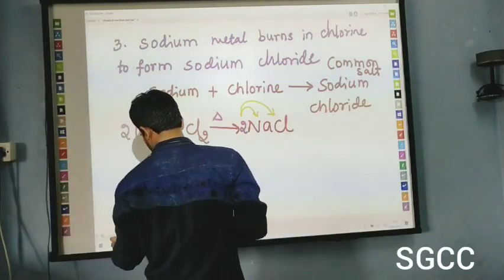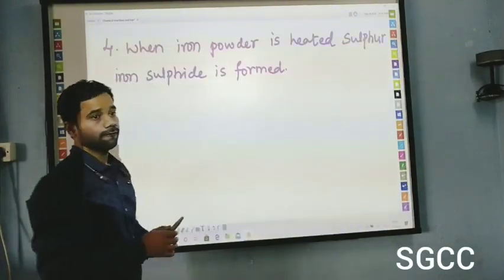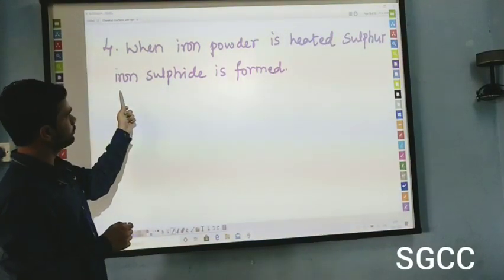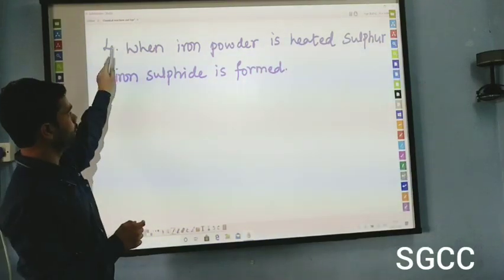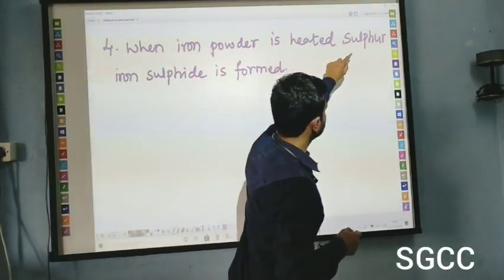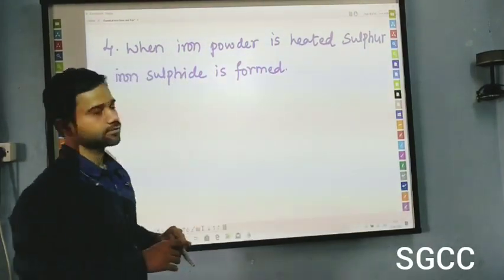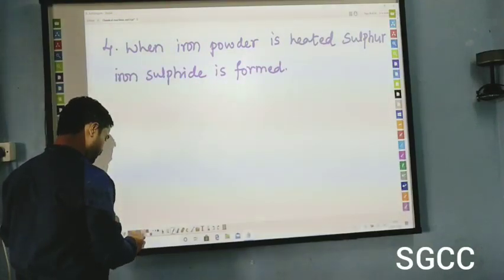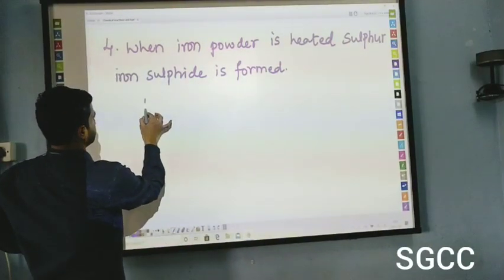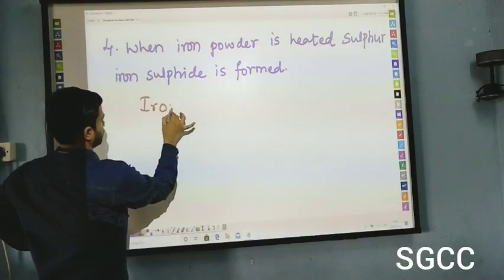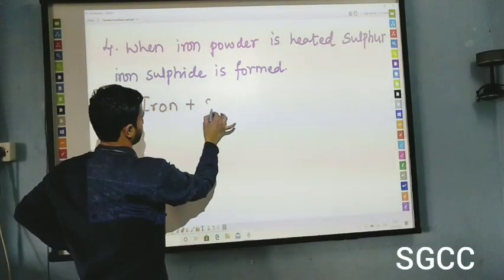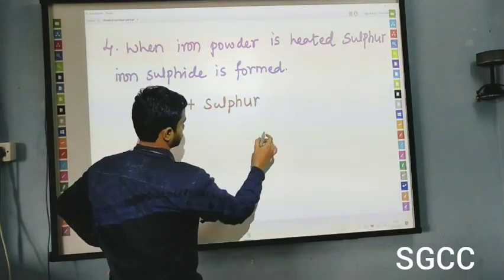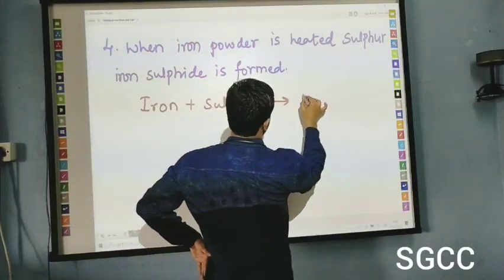Let me see another example. When iron powder is heated with sulfur, iron sulfide is formed. Okay, let me write first in words. Iron plus sulfur going to form, remember, sulfur is not a gas. What is going to form? Iron sulfide.